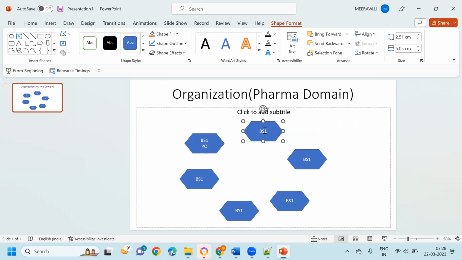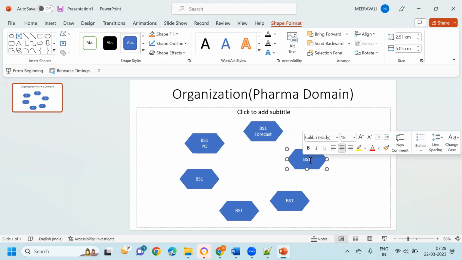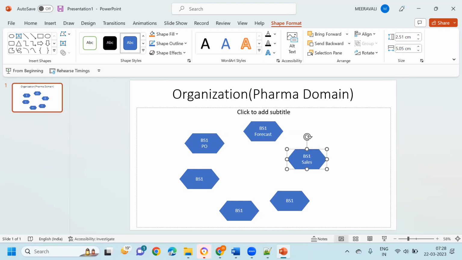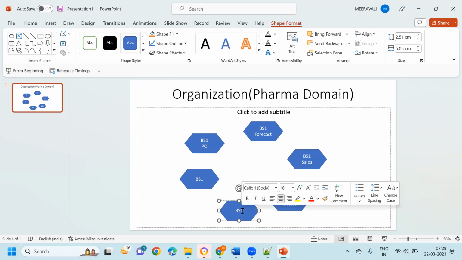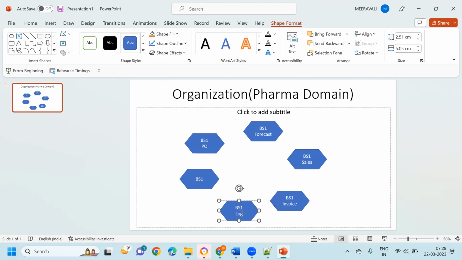Next, we can see the forecast department. Again, we can see the sales department, the sales business system. This is my invoice business system, where everything related to invoices happens. Next is logistics. Next, this is my delivery department, the shipping department. Like that, we can see multiple departments here.